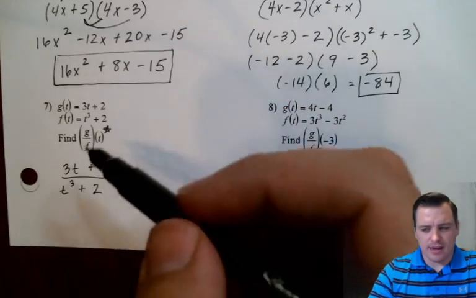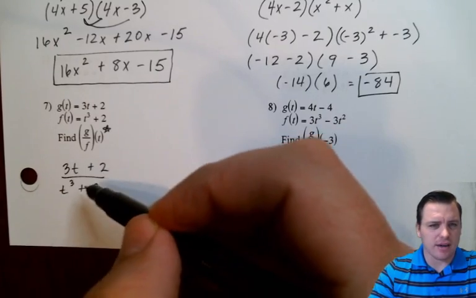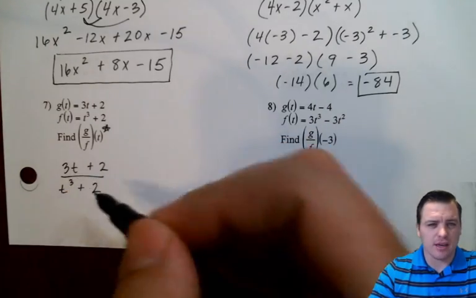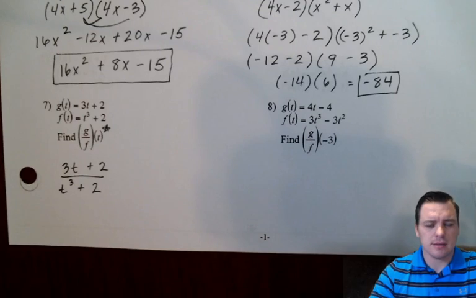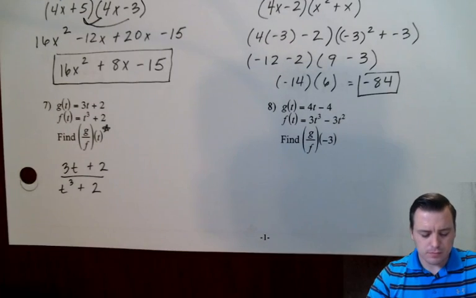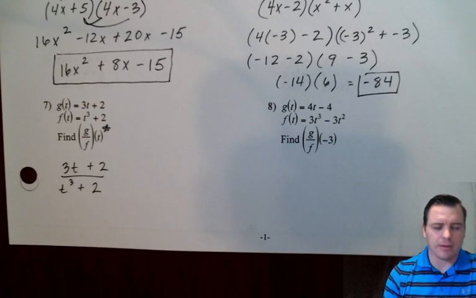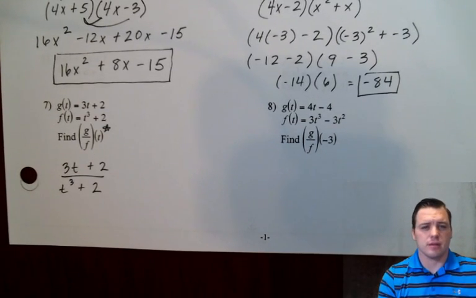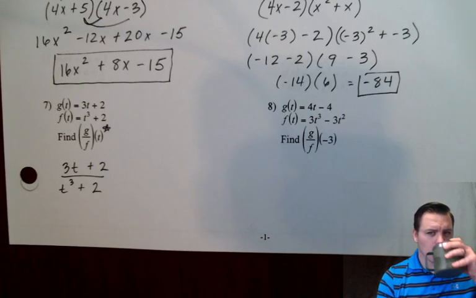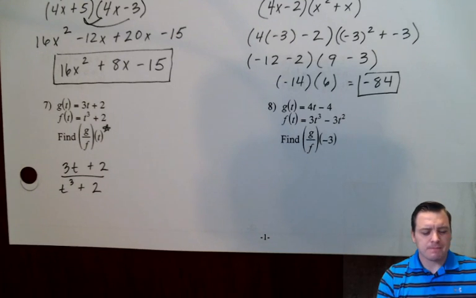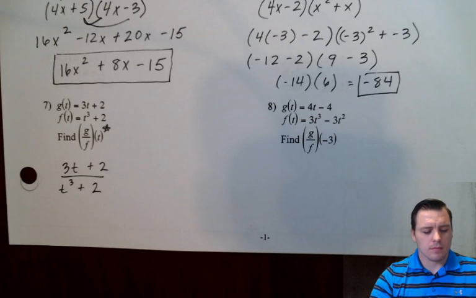But can I simplify? Can I combine anything? Can I factor out anything? Can I cancel anything? Can I do any of that? Can I cancel the 2's? Can I cancel one of the t's? What do y'all think? Someone type in the chat box. Or is that our final answer?